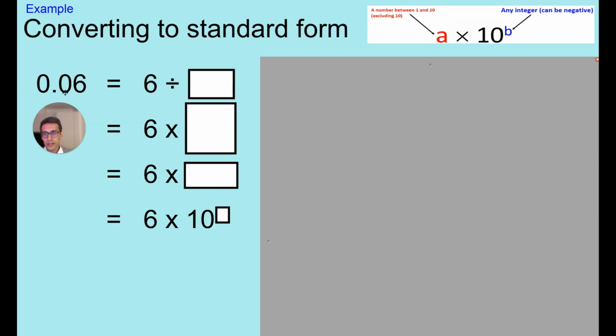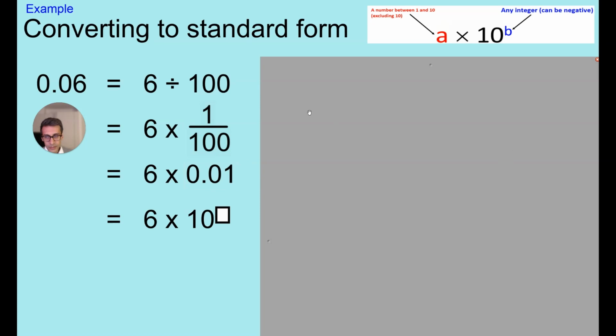So 0.06 is the same as 6 divided by 100. And we know that dividing by a number is the same as multiplying by its reciprocal. So the reciprocal of 100 is 1 over 100. Now, if we turn that into a decimal, 1 over 100 is 0.01. And we can actually turn that into a power of 10 because 0.01 is 10 to the power of negative 2. So this is now in standard form. That's actually your answer there.